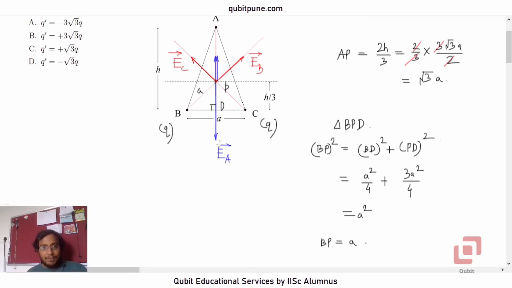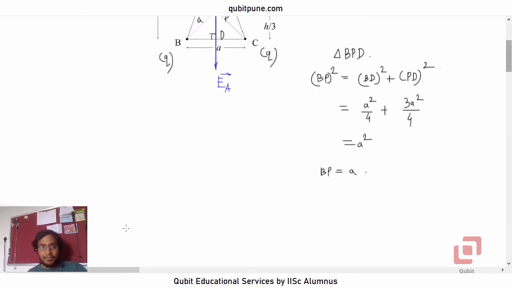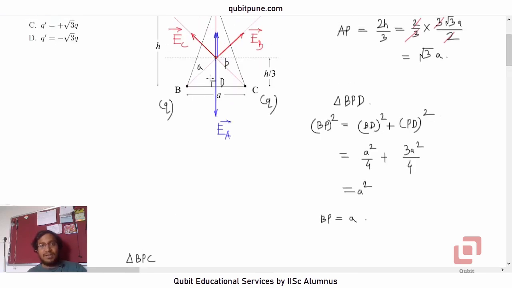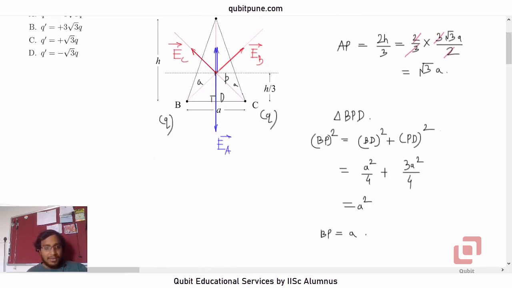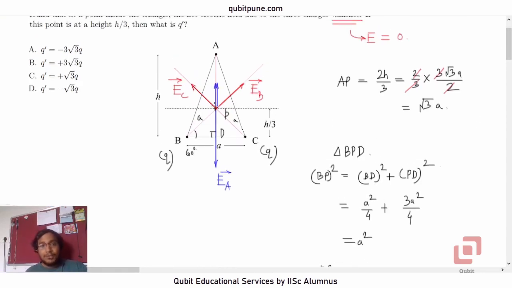Now if you consider triangle BPC, two of its sides are identical, BP and BC, and by symmetry PC will also be a. So it is actually equilateral. BPC, although it doesn't look to be, it is actually an equilateral triangle. So what is this angle? This angle is 60. Fine. So what will be the vertical component of E_B at P?